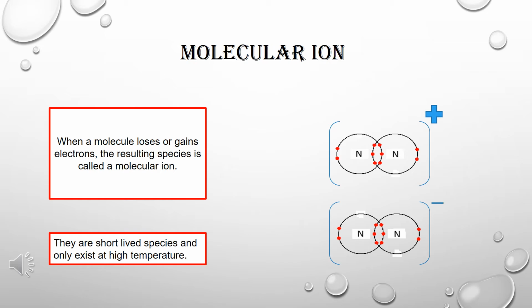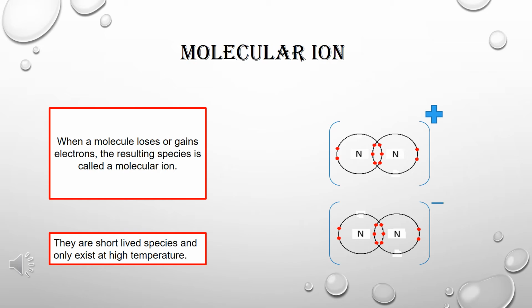Like here, you can see the examples of the nitrogen molecule. In one example, the nitrogen molecule has positive charge, and in the other one the nitrogen molecule has negative charge. So these are molecules which are not neutral anymore, and they have positive or negative charges on them.